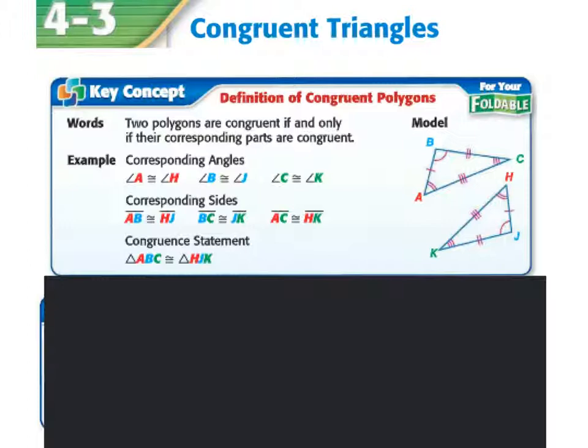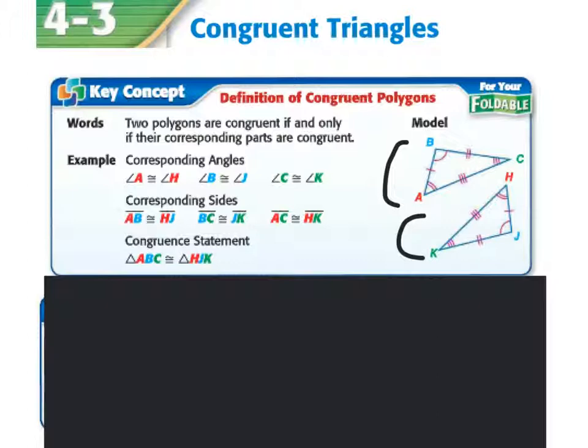What are the important pieces here? Well, let me underline them so that you can see the important parts. So when you have two triangles, I have triangle ABC over here and triangle KHJ. Those triangles are congruent. If I were to cut one out, place it on top of the other one, maybe rotate it around a little bit, they are identical in shape and size.